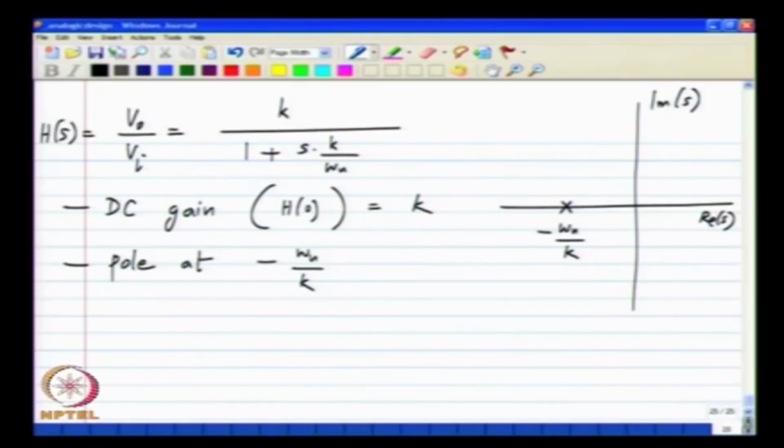So, the summary is that we have a DC gain of k and a single pole at minus omega u divided by k. Now, we would also like to look at the magnitude and phase plots of this transfer function. So, finally, what we started off saying is that we will look at the sinusoidal steady state response, that is, we will see what happens when you apply a sinusoid to the input. We expect a sinusoid at the output, but we want to see what its amplitude and phase are. So, we are going to do that by evaluating the Bode plot or the magnitude and phase of this particular transfer function.